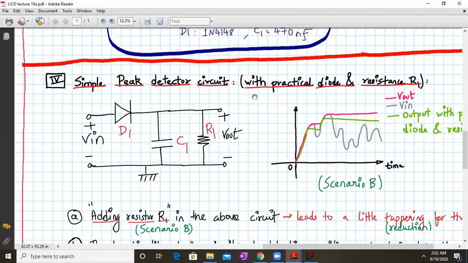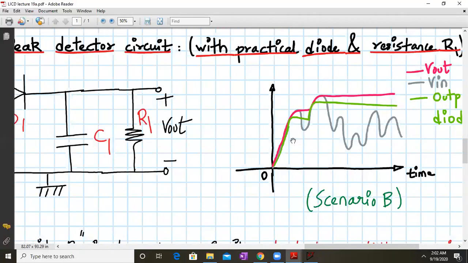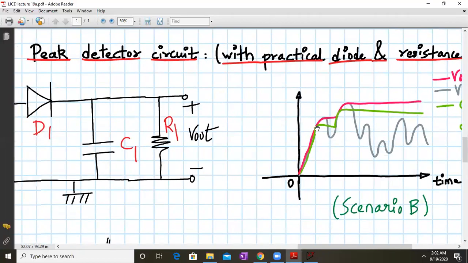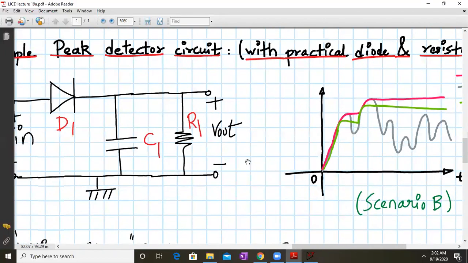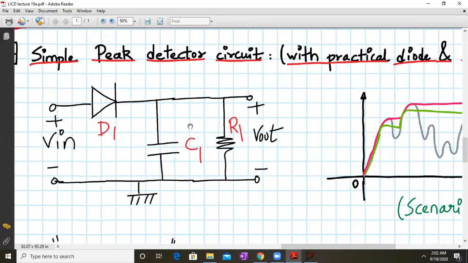After Vin has crossed 0.7 volts, the capacitor will start charging, and it will charge to the instantaneous value of the input. It will not reach the peak. That's what I'm talking about. Now what will happen? Earlier, you remember, there was no discharge part. Now it has reached the peak value, let's say, and the input voltage is reducing.